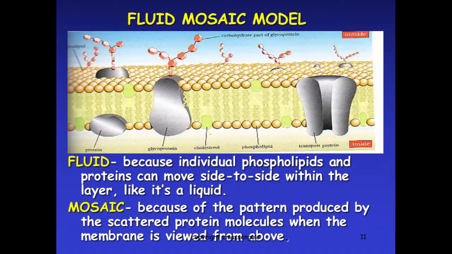And then the mosaic is because of the pattern that it looks like it produces from the scattered proteins that you can see from the top of the cell. It's kind of just at these random places, and so that's why it's called mosaic. As you can kind of see these little proteins with the carbohydrates popping up on the outside. So fluid mosaic.